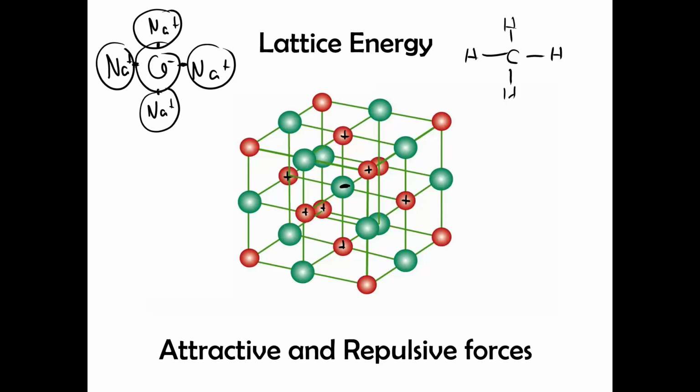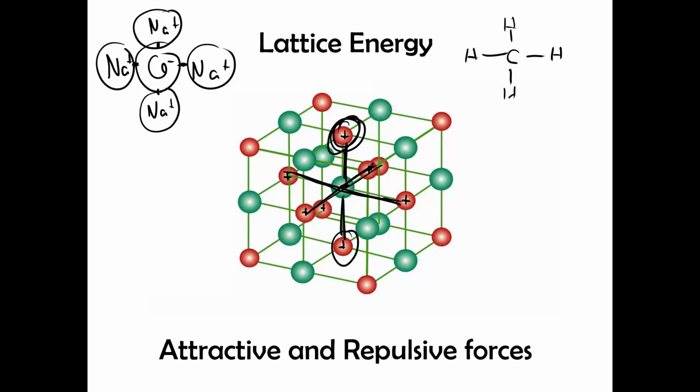But that's just one layer. If you look at this in the center here, all I've drawn above is this one layer. But there's one here and one below that's also at that same distance. So there are actually 6 sodium ions that are directly attached to the chlorine at the same distance. So you have these attractive forces.